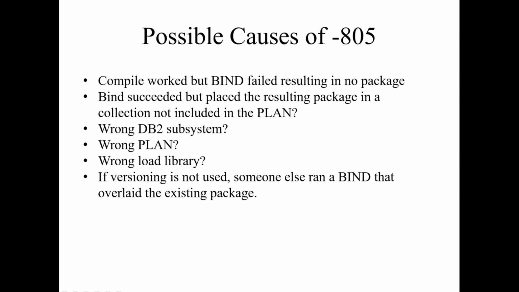If versioning is not being used, then every time we bind, we're overlaying the same copy of the package. This is particularly problematic in test environments where we're trying to share a collection with other people. You really need versioning in that case. Otherwise, you're not going to be able to play nice with others. So these are just some common reasons why you get that -805. Just keep in mind, it's just going through the package list in the plan and looking for a matching package. It has to match the package name and the consistency token in order to be a match.